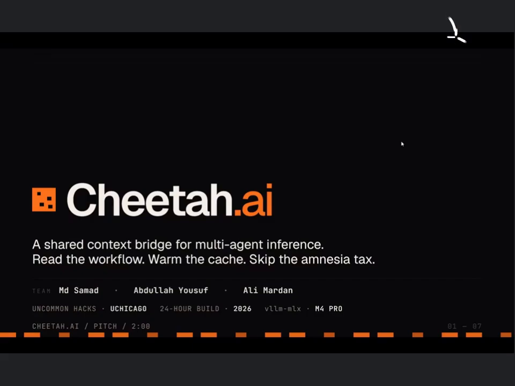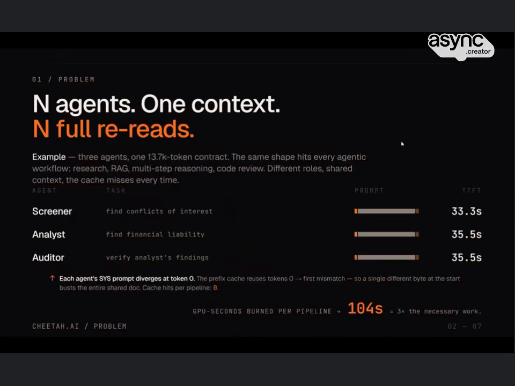Hi everyone, we built Cheetah.ai, a shared context base for faster multi-agent inference. Let's take a very simple example of a multi-agent workflow where there are three agents sharing one document. Each agent is stateless, so each agent has its own prompt around the same document.